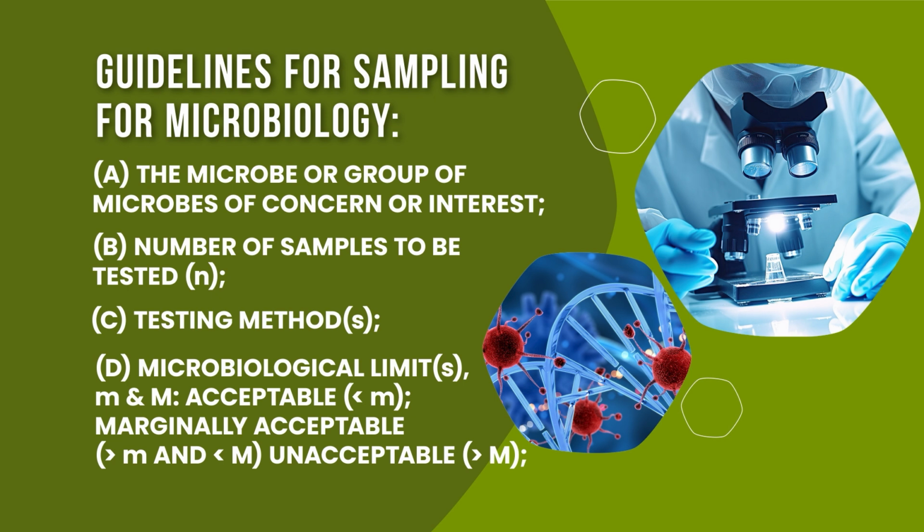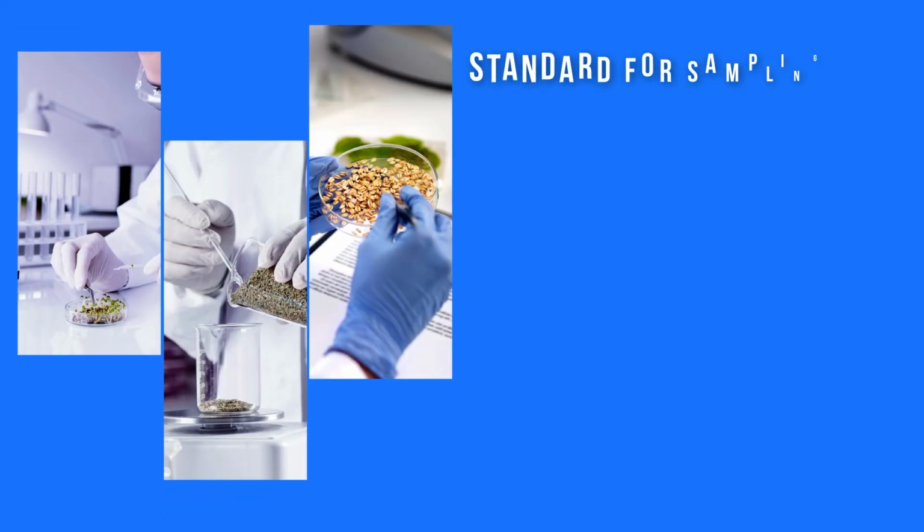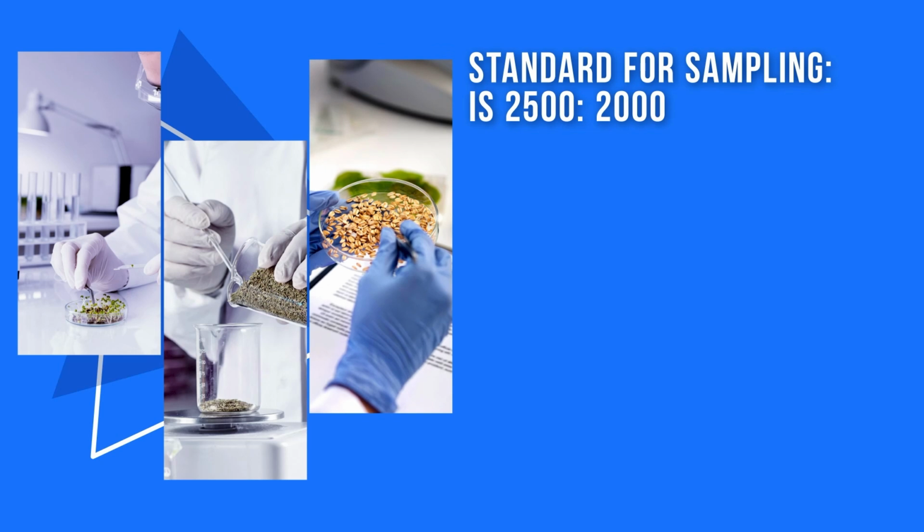But if any sample is having a microbial load which is more than capital M, then the whole lot is rejected. So number of samples which fall into each category of microbial limit, acceptable, marginal and unacceptable, is the guideline that we follow. Standard for sampling, we have IS standard 2500-2000, and that is nothing but adopted from ISO 2859. I think we must really refer to it. We must really remember AQL and LQ concept there.